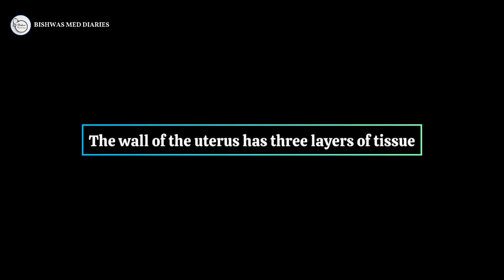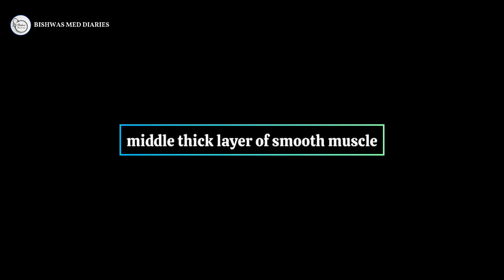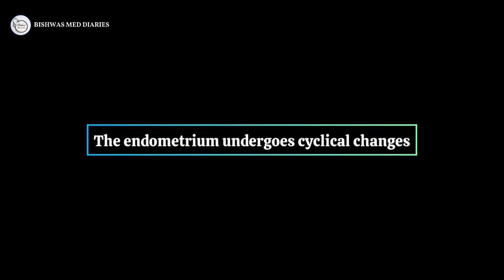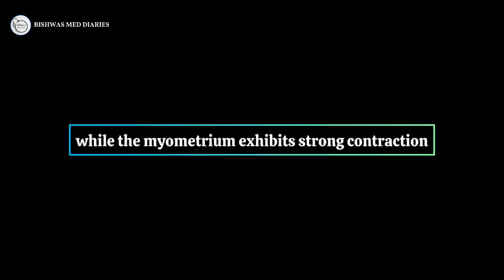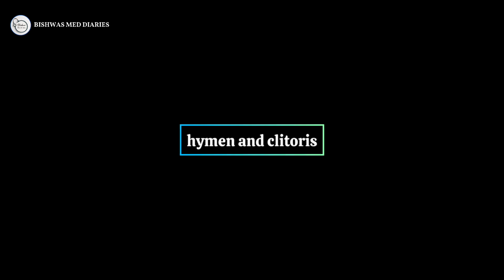The wall of the uterus has three layers of tissue. The external thin membranous perimetrium, middle thick layer of smooth muscle, myometrium, and inner glandular layer called endometrium that lines the uterine cavity. The endometrium undergoes cyclical changes during menstruation cycle while the myometrium exhibits strong contraction during delivery of the baby. The female external genitalia include mons pubis, labia majora, labia minora, hymen, and clitoris.